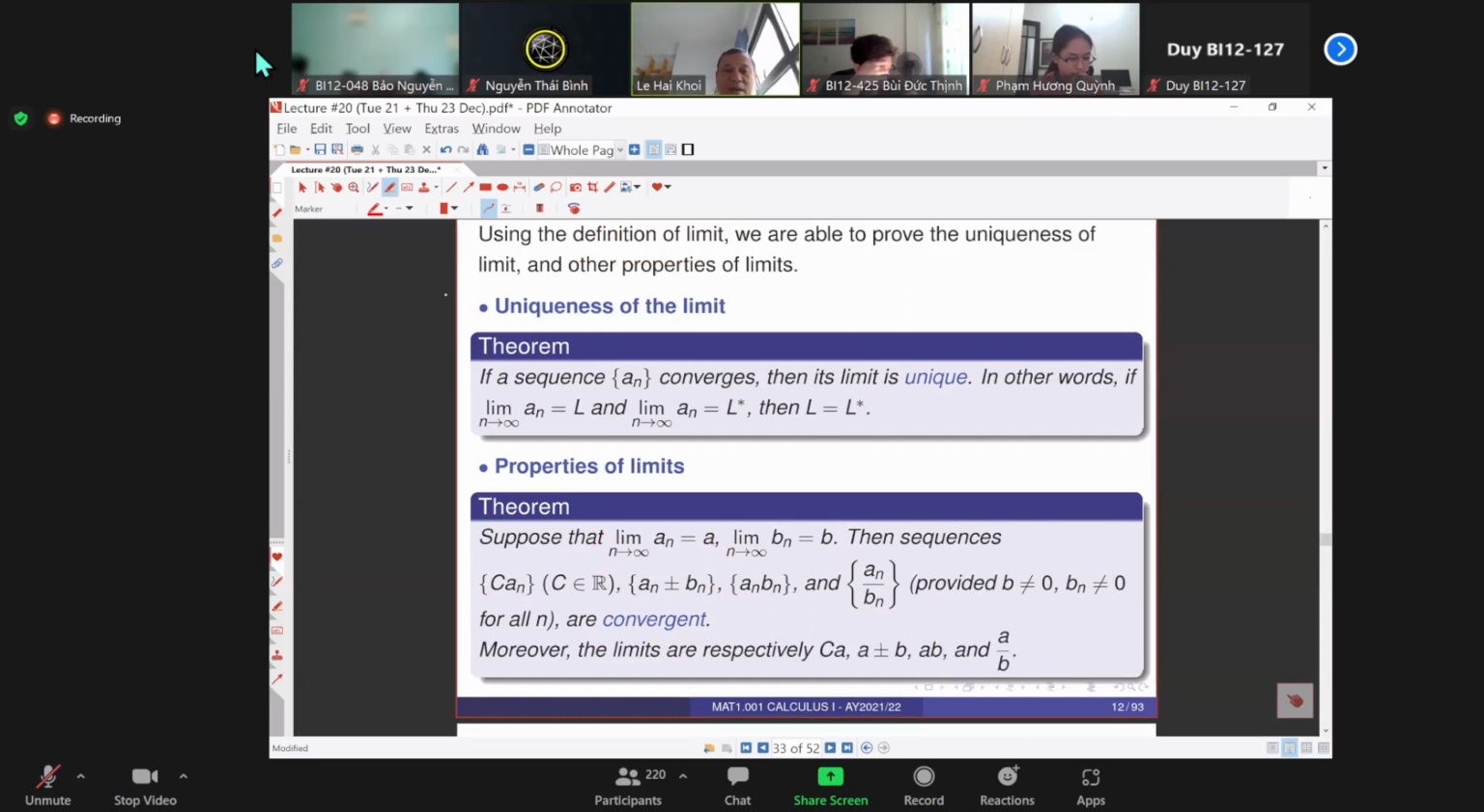More than that, the limit can be computed by multiple with a_n plus b_n converge to a plus b or a minus b. Product converge to the product of the limit. Quotient converge to the quotient of the limit. Good. Vậy là chúng ta hiểu được giống hệt như là hàm số.